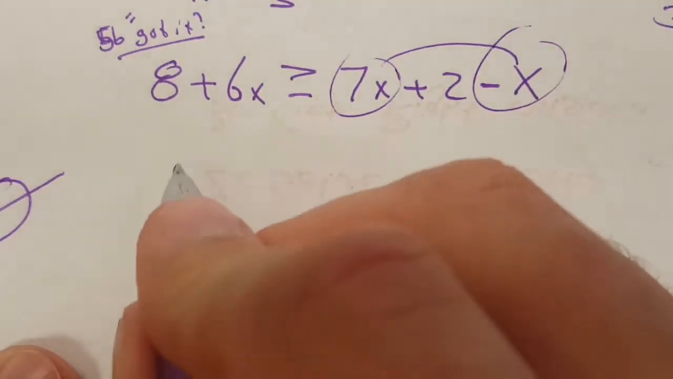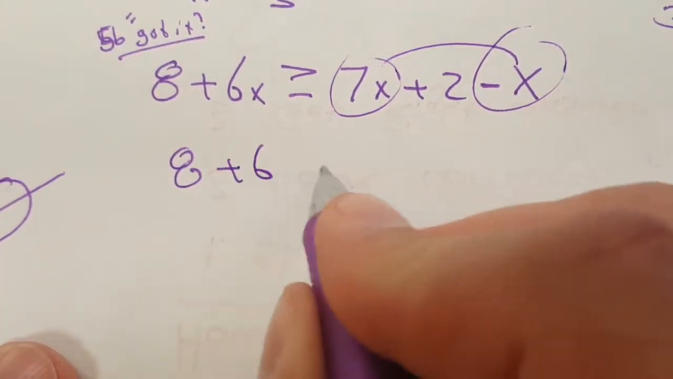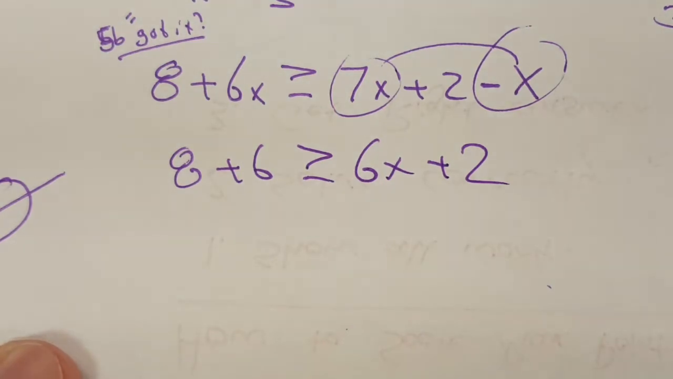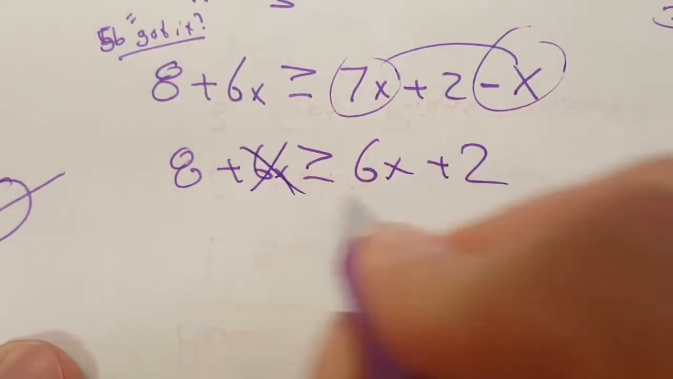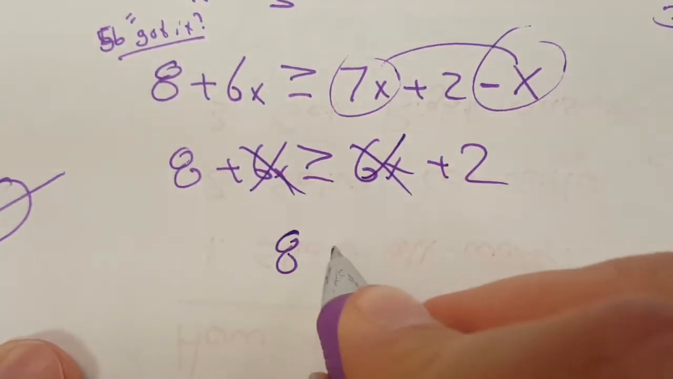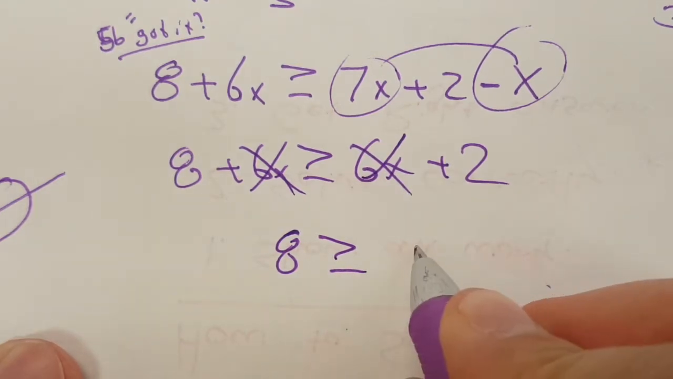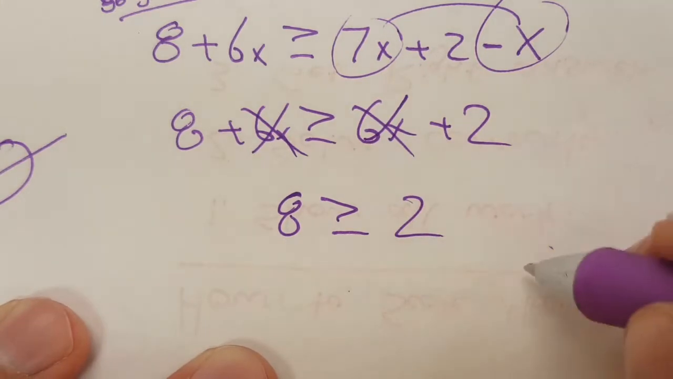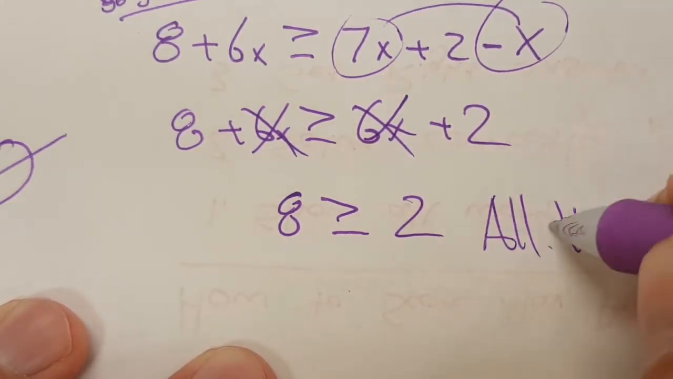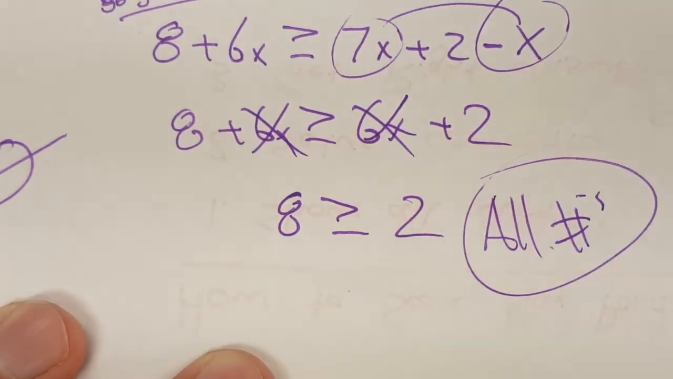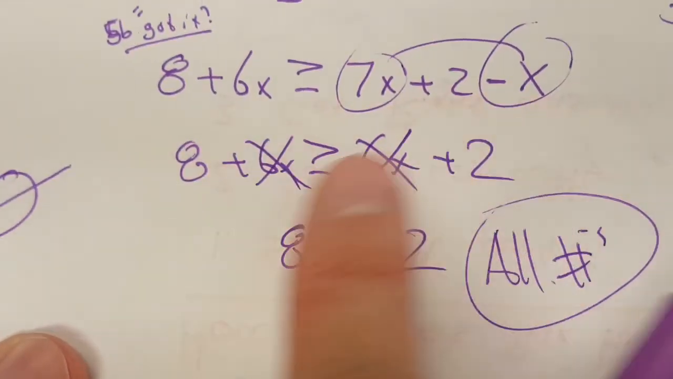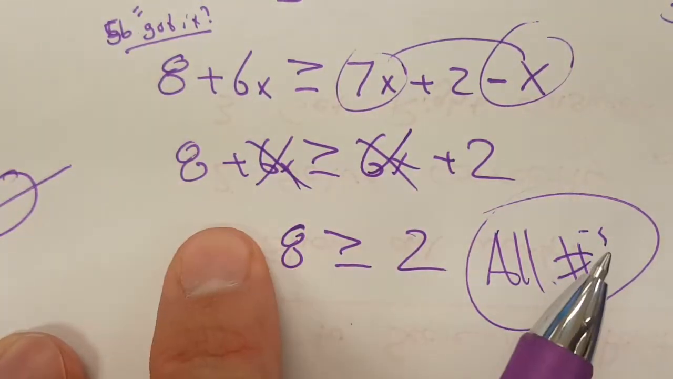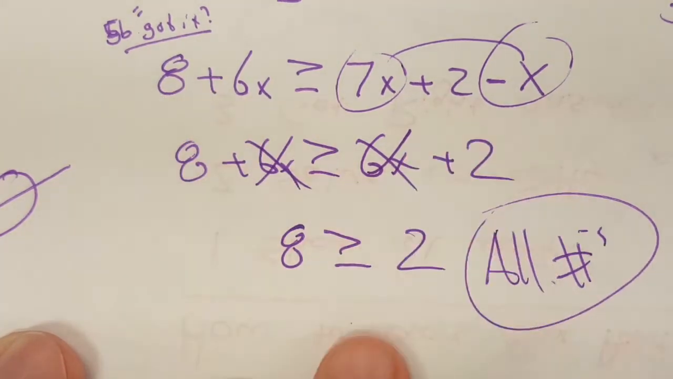Combine like terms. 8 plus 6x is greater than 6x plus 2. Okay, use your logic, friends. The 6x's will cancel. Is 8 greater than or equal to 2? Absolutely. So this is what you'd say all real numbers, but you all know me, I like to just say all numbers. Everything's a solution. No matter what you plug in, this side is always going to be bigger because it's plus 8 on this side. Plus 8 is always going to be bigger than plus 2, no matter what you do.